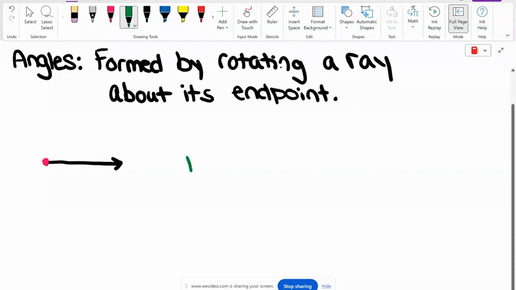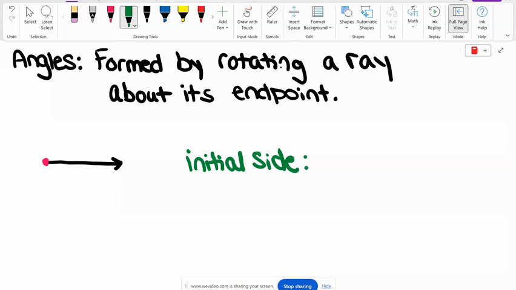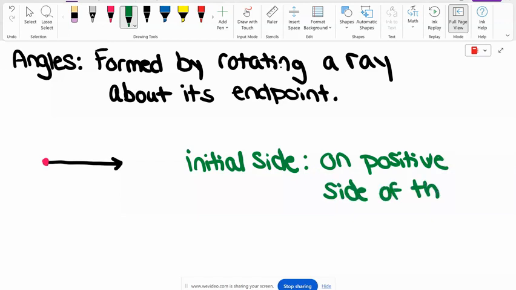We're going to say the initial side is that straight horizontal ray that I just sort of drew. That's your initial side. And it's always going to be on the positive side of the x-axis.